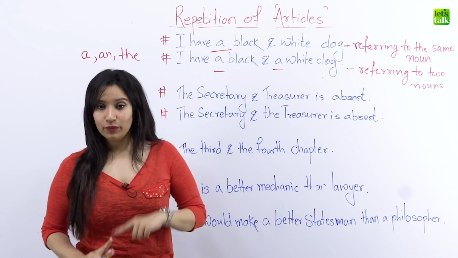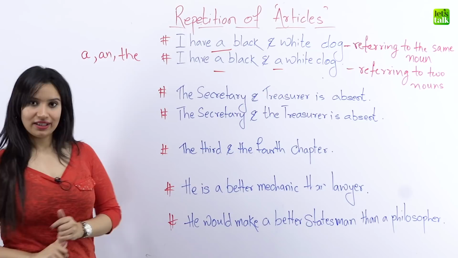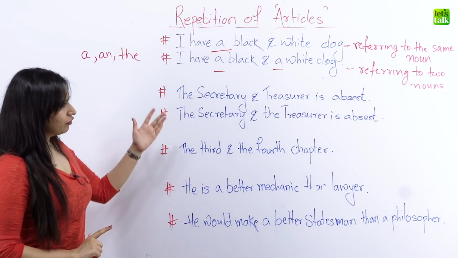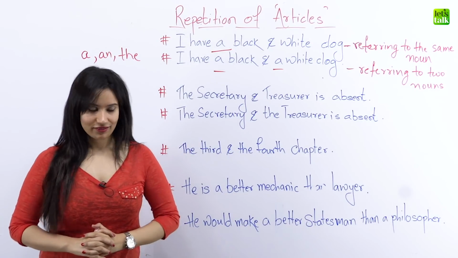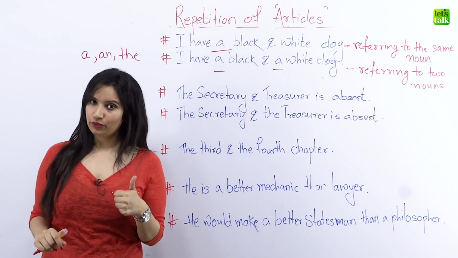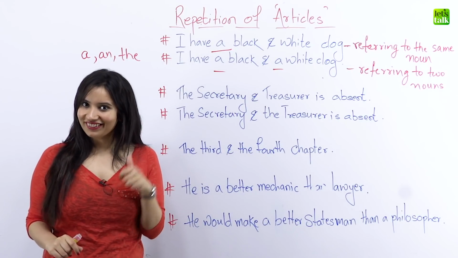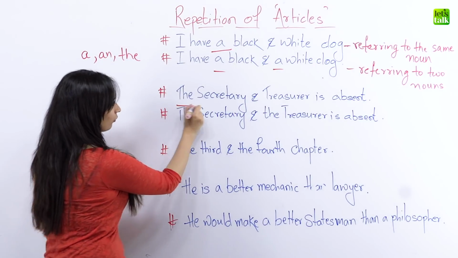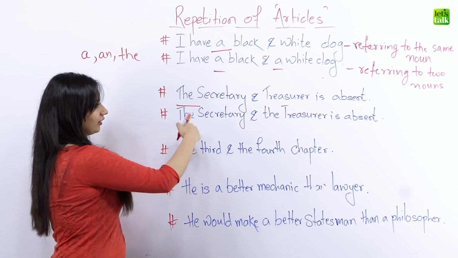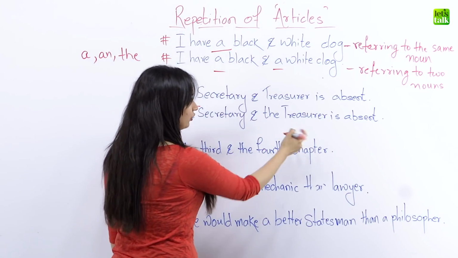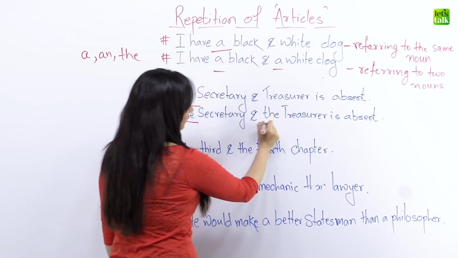Okay, with that, we now look at the next pair of sentences. The secretary and treasurer is absent. Okay, how many times have we used the article? Which is the article? The, okay? We have used it only once. But here, the secretary and the treasurer is absent.